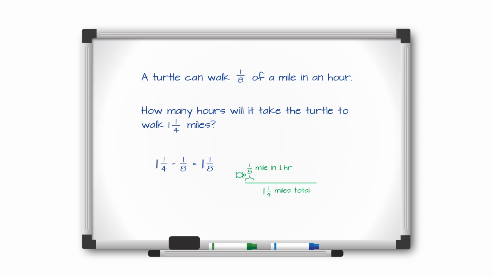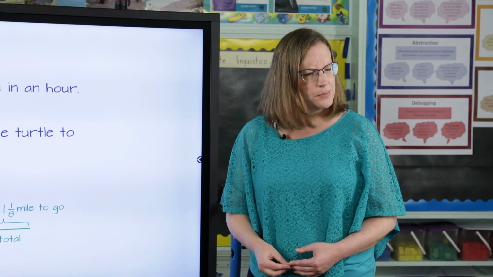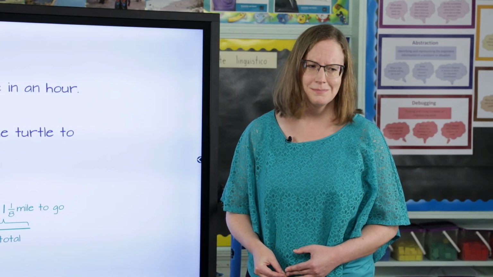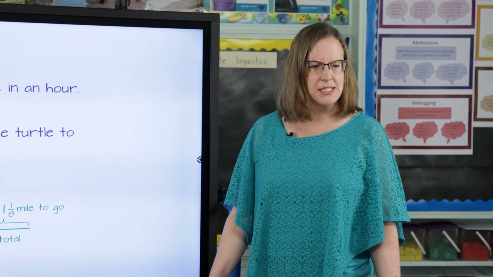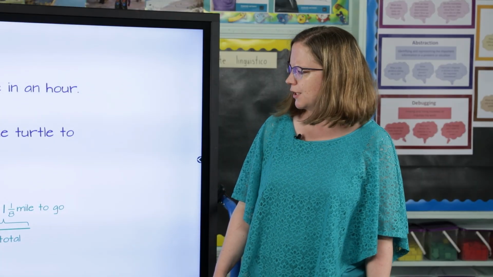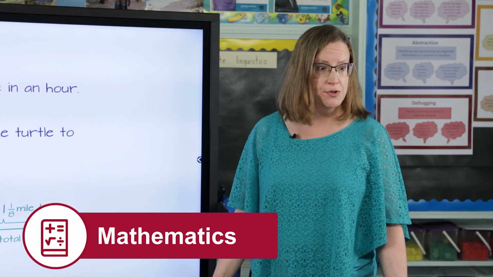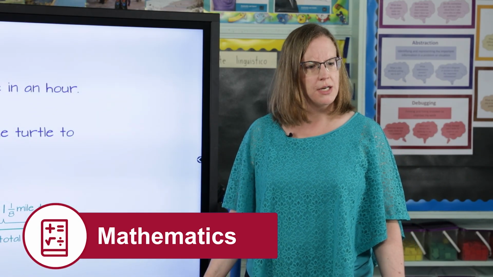Yeah, so you started with the 1 1/4 and you took away that 1/8. And so what's left is the distance he has left to go, 1 1/8 mile. So that makes sense, but is that what the problem was asking? No, so that's not exactly what we were trying to find out. So it seems like subtraction wasn't the right operation to use here. So maybe we can keep using abstraction to help us decide what to do next, okay?